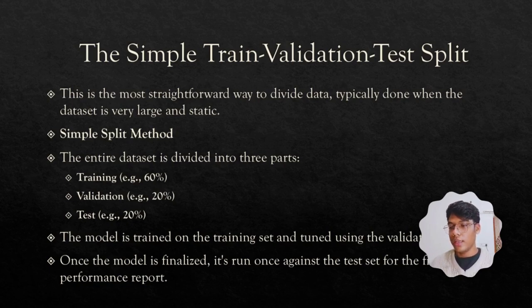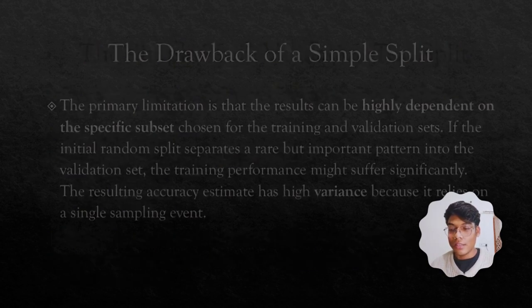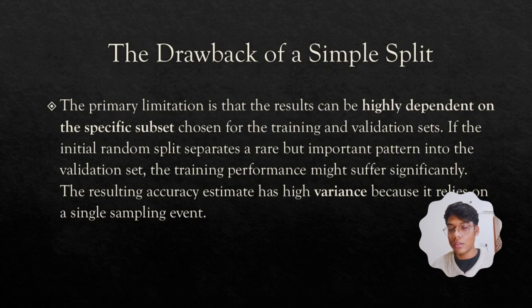The training set is around 60%, the validation set takes 20%, and the test set takes 20% as well. The model is trained on the training set and tuned on the validation set. Once the model is finalized, it's run once against the test set for the final performance report.